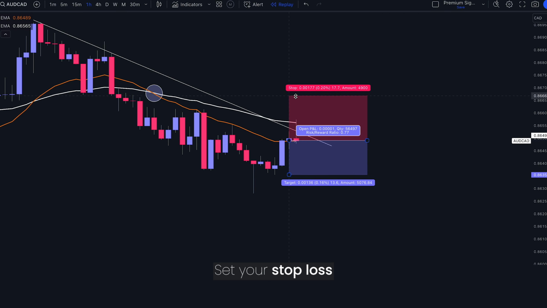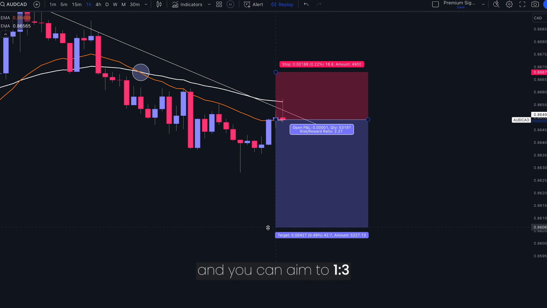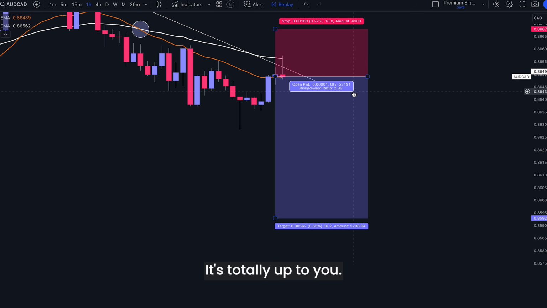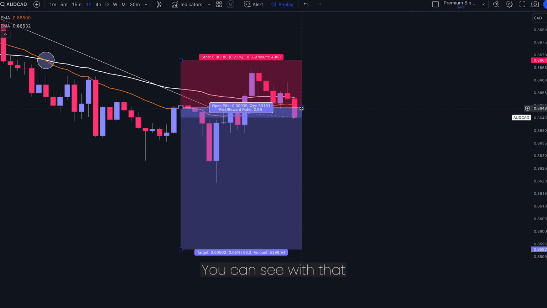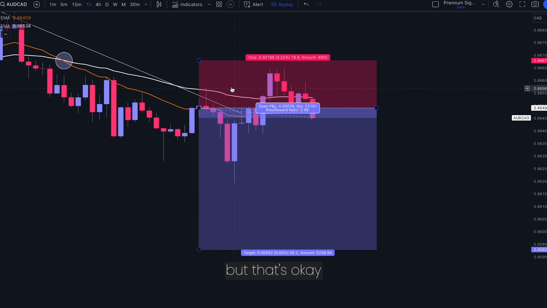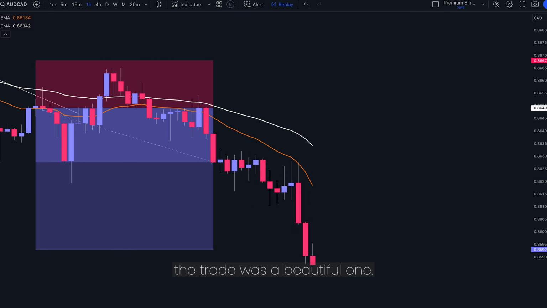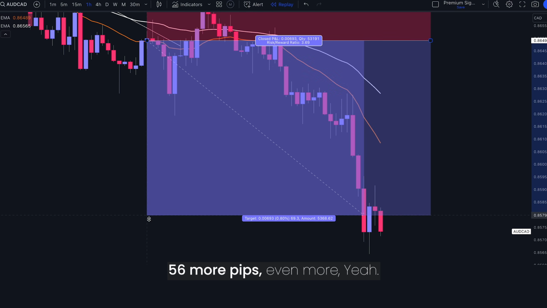Set your stop loss above the exponential moving averages, or once again, it depends on your risk management strategy, and you can aim for 1-to-3, 1-to-4. It's totally up to you, but that would be a great example just over here. You can see that we nearly got stopped out, but that's okay because we have our stop loss in a logical place. And as you can see, the trade was a beautiful one, 56 more pips, probably even more.